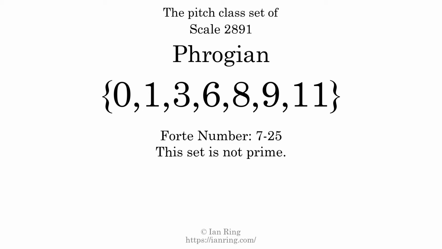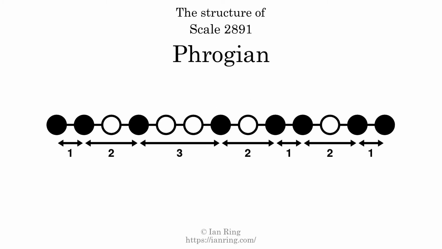The forte class is 7-25. This set is not prime. The structure of a scale is a description of the interval distance between each successive tone. This scale has a structure of 1 2 3 2 1 2 1.